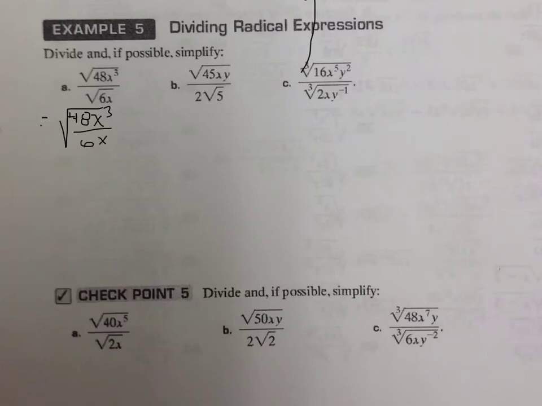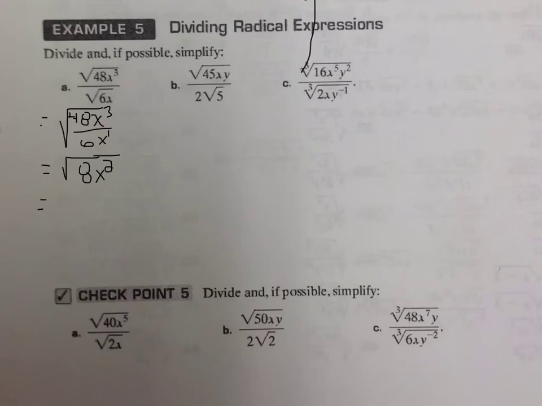And then I can divide my 48 by 6, and I can divide my x cubed by x. So 48 divided by 6 is 8, so I'd get the square root of 8. And x cubed divided by x, really that's an x to the first power, I would subtract the exponents, that would be x squared. So 8x squared, and then I can now take the square root of that.